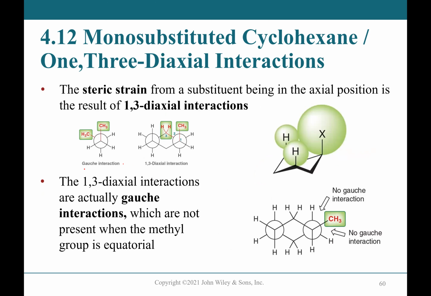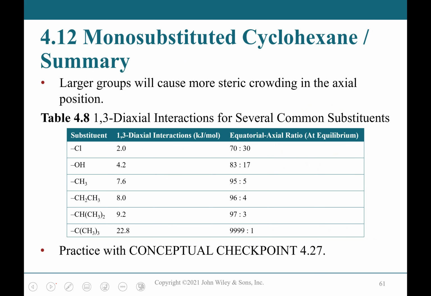And it says these are actually gauche interactions. Remember yesterday we talked about the gauche interactions, and that's from your Newman projections. And larger groups will cause more steric crowding in the axial position. So the larger the group, the more sterics are going to be involved.